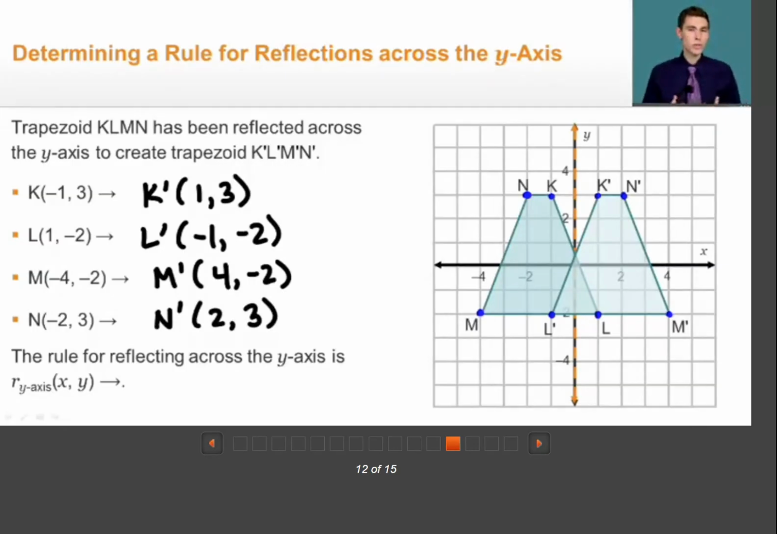So now let me take a closer look at these points. I'm noticing a pattern. I can see that in each of these points, the y values remain the same, but the x values are negated. So with that in mind, I can now create a rule. Let's complete the rule here. The rule for reflecting across the y-axis is that the point input x, y will map to -x, y. Now you're going to use a given reflection over the line y equals x in order to determine a general rule.